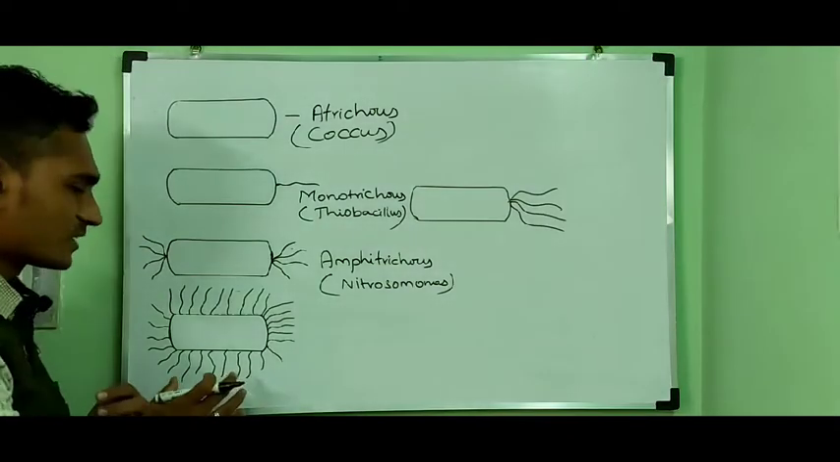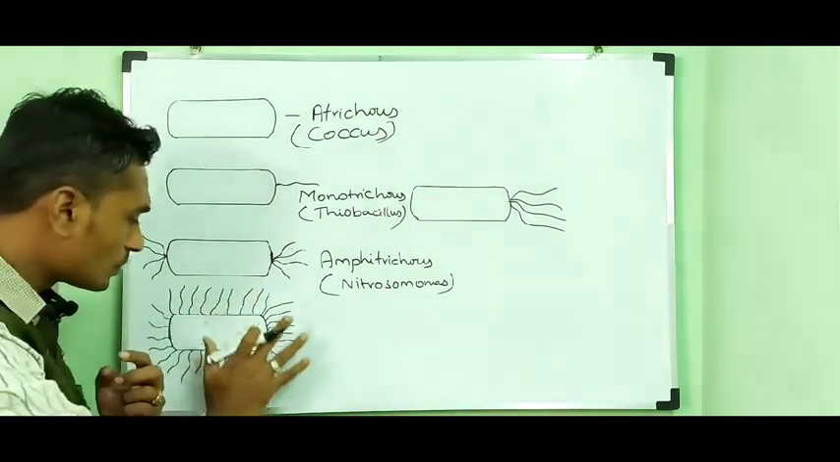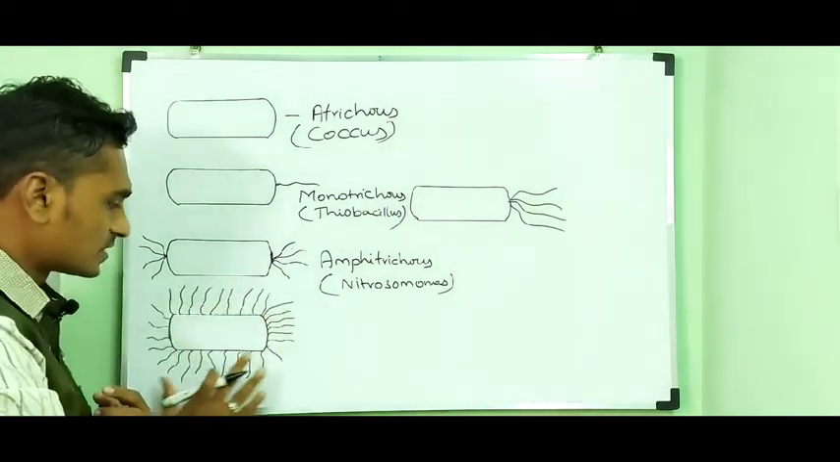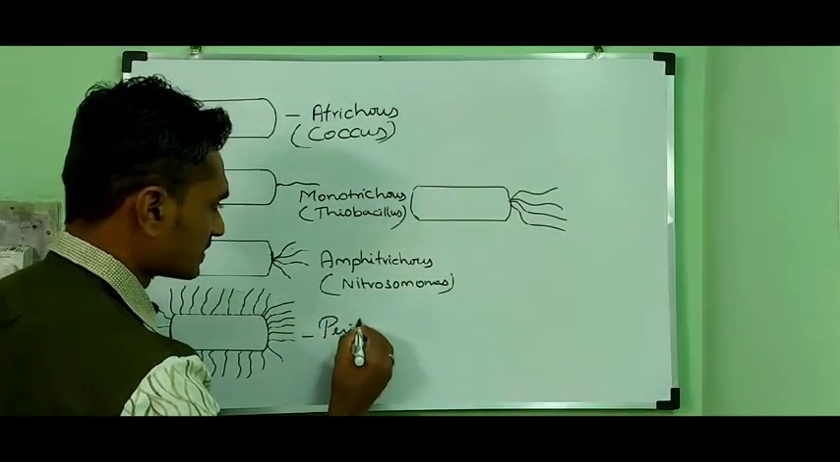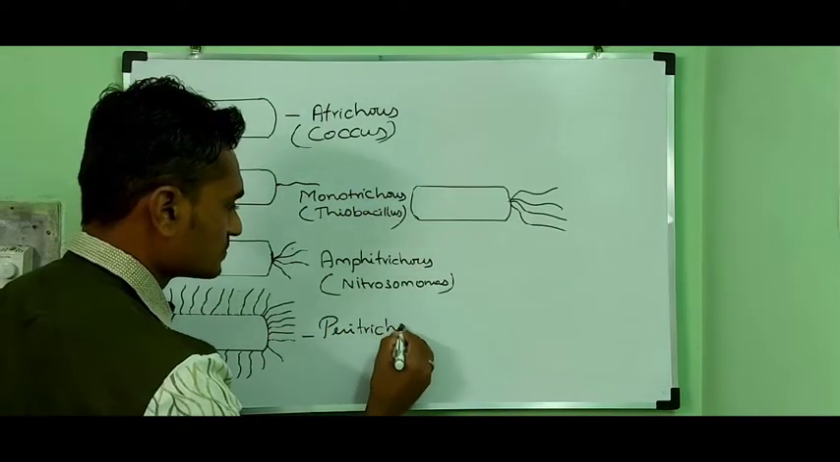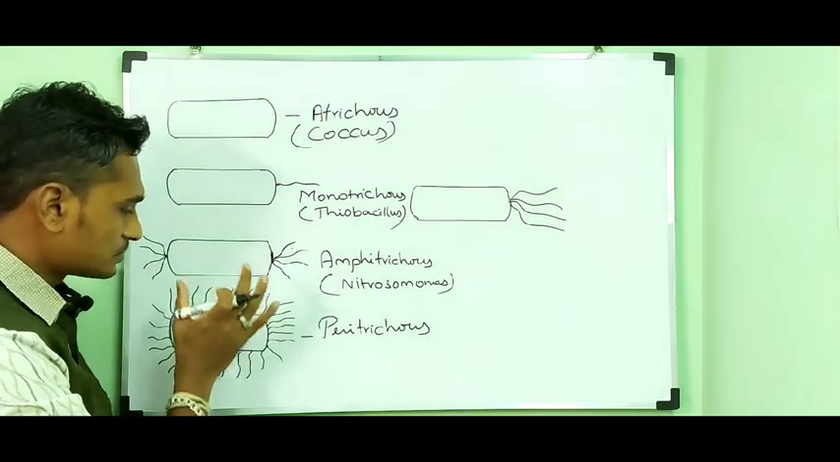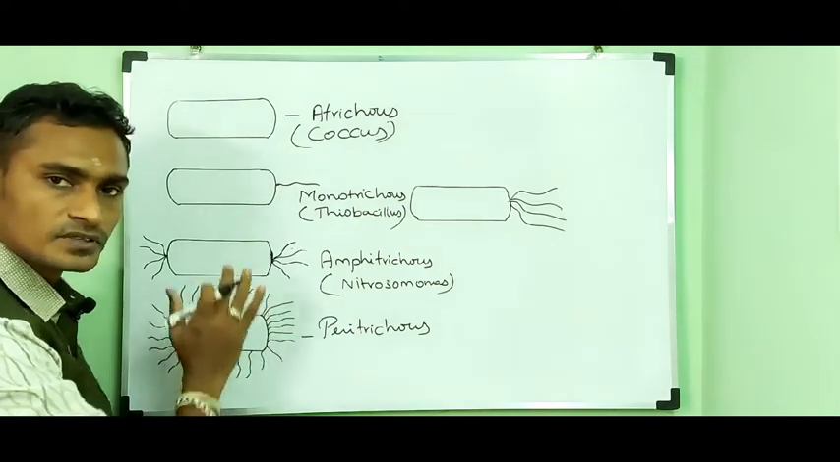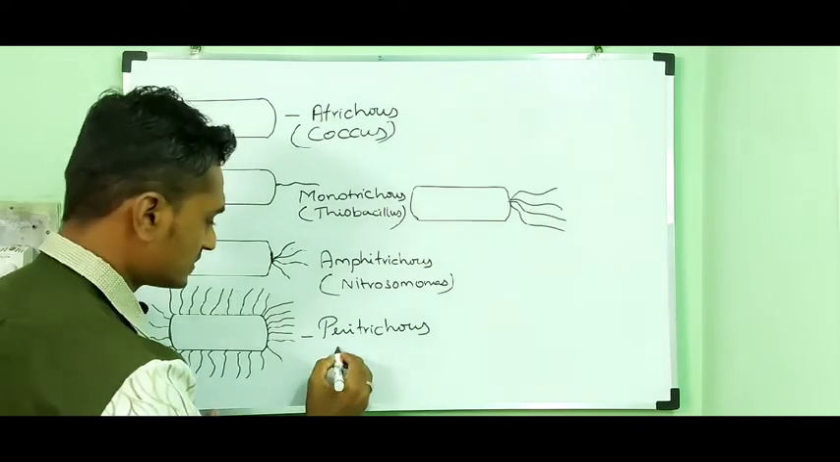Then here you can find bacteria which possess flagella all over the body, all over the surface of the bacterial cell wall, and that bacteria is called peritrichous bacteria. That means the bacteria possess flagella all over the surface. An example for peritrichous bacteria is E. coli.